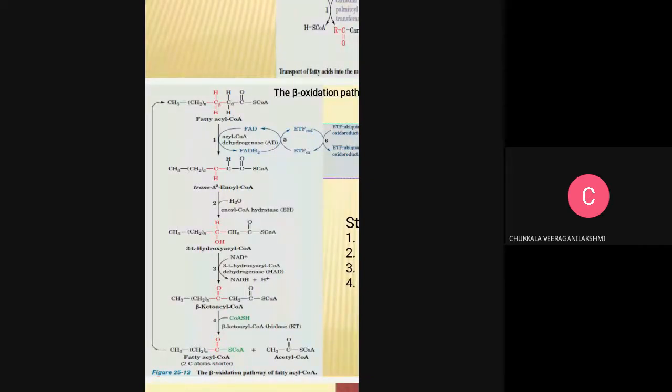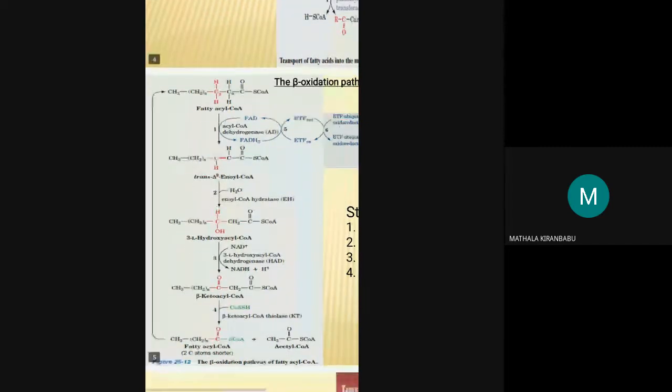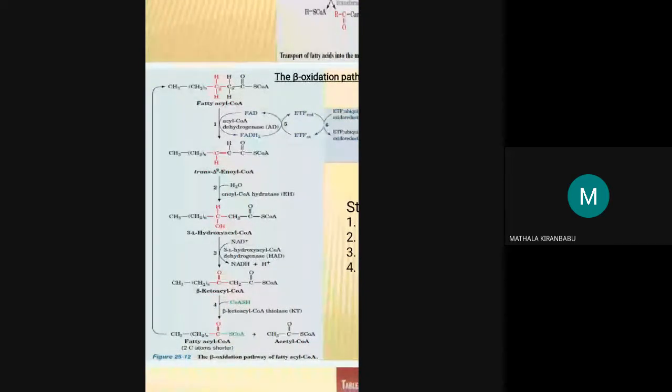If palmitic acid undergoes beta oxidation, how many cycles are required for complete oxidation? 8, sir. Because it has 16 carbons, that's why you say 8. No, 7 cycles, because after the 7th cycle, only a 2 carbon compound is remaining, no?